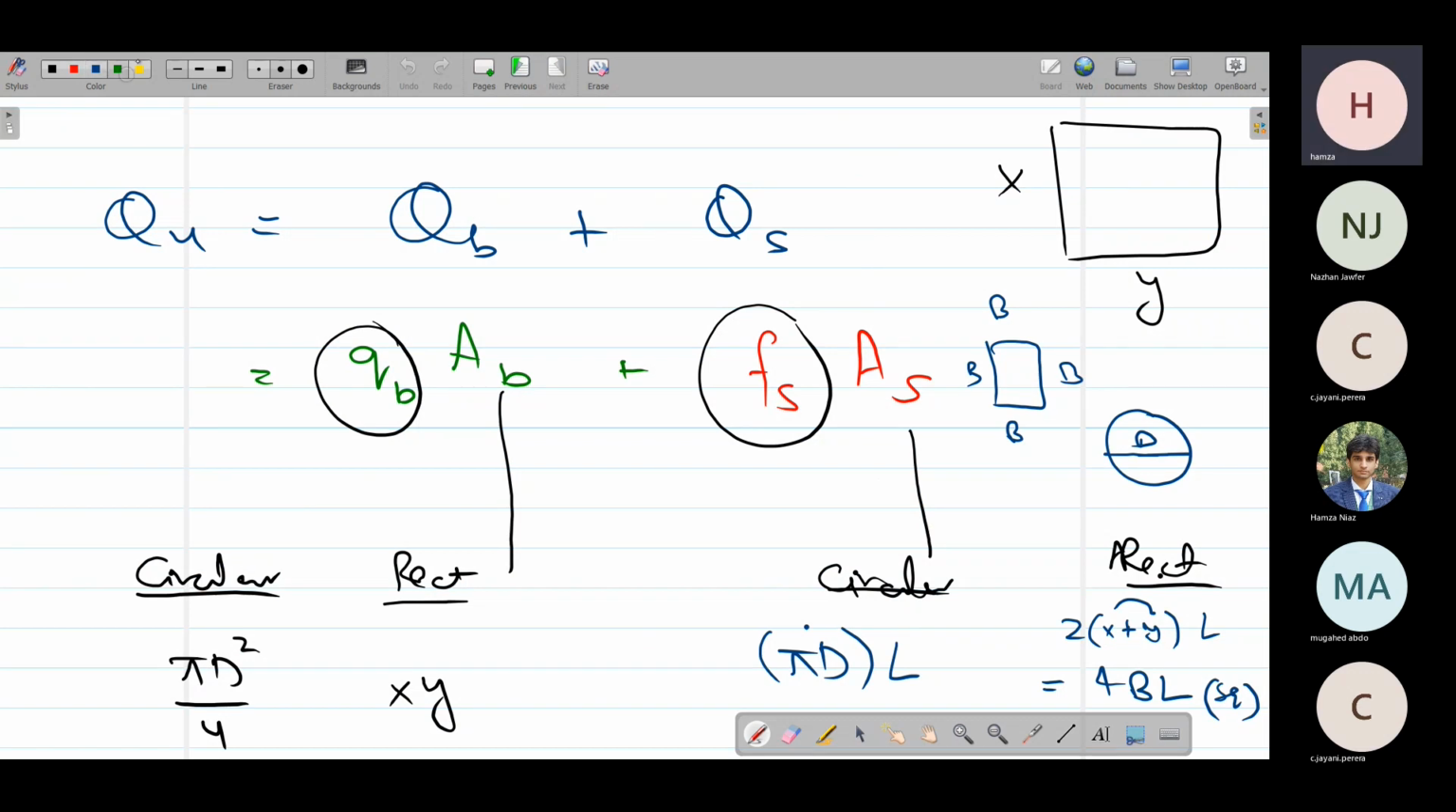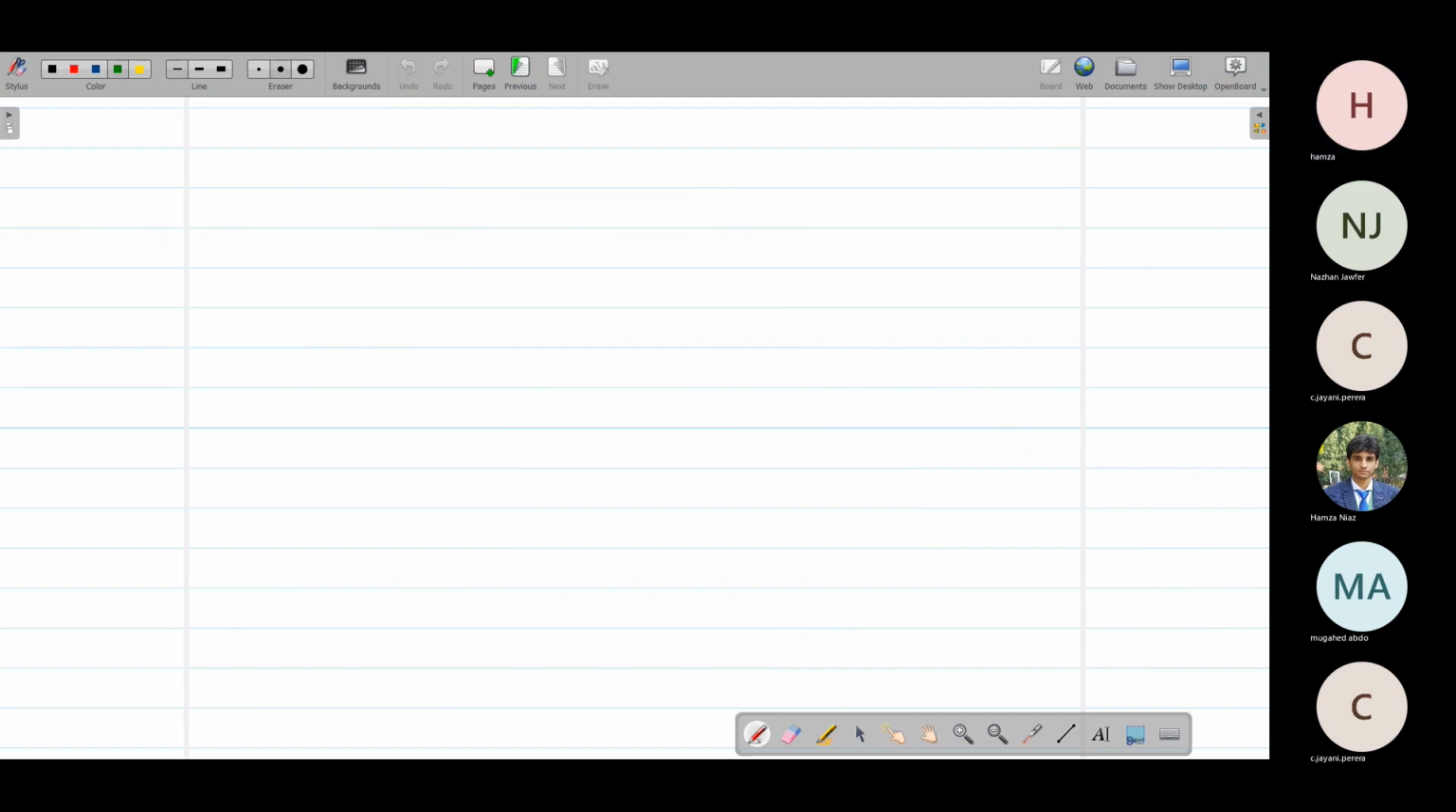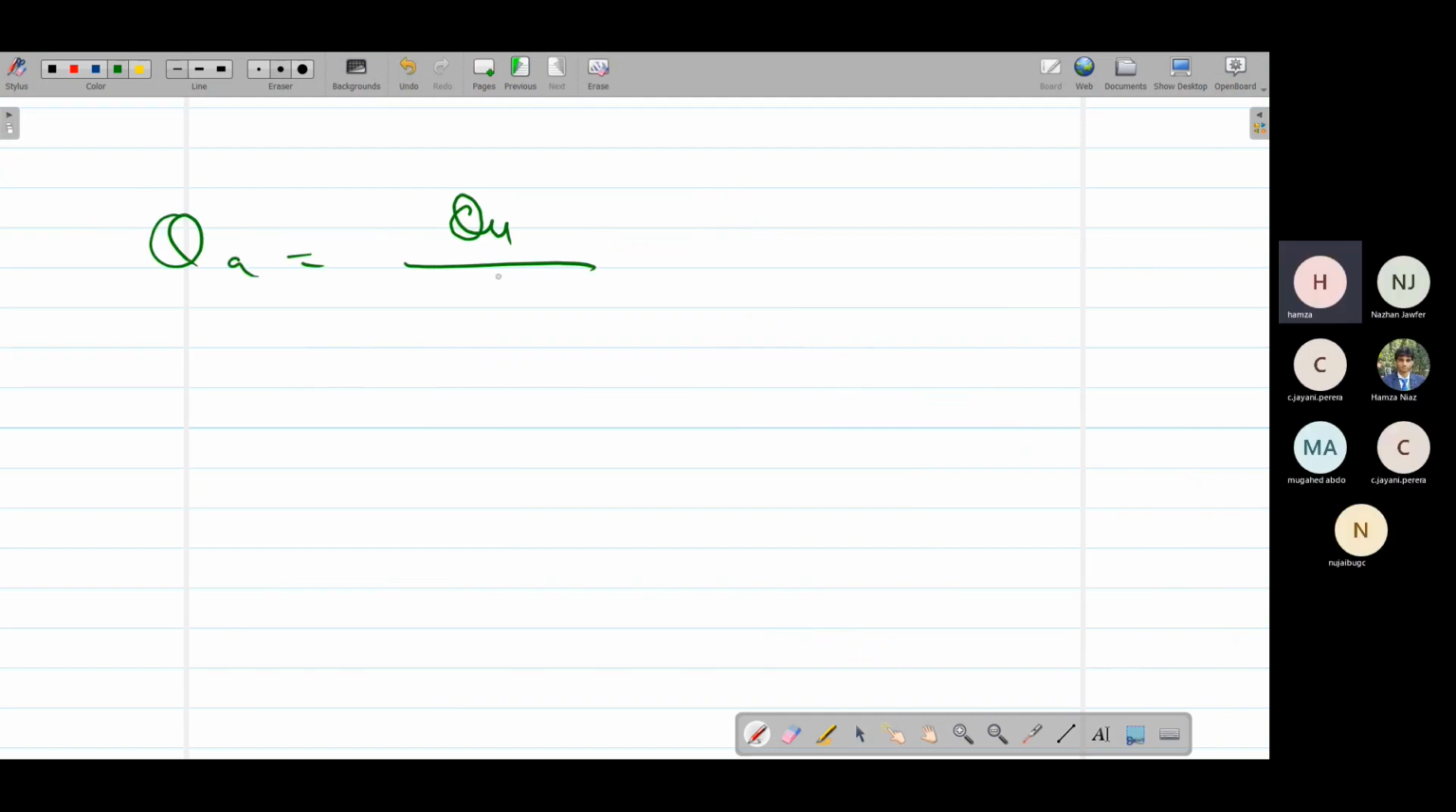And of course, after finding the ultimate capacity of the pile, we can find the allowable capacity as QU over some factor of safety. We can take the factor of safety from 2.5 to 3. So this is the basic concept.